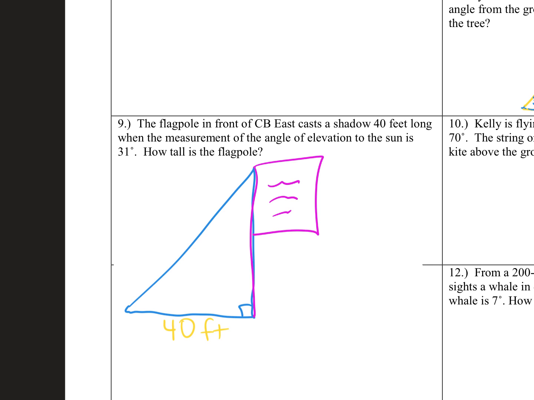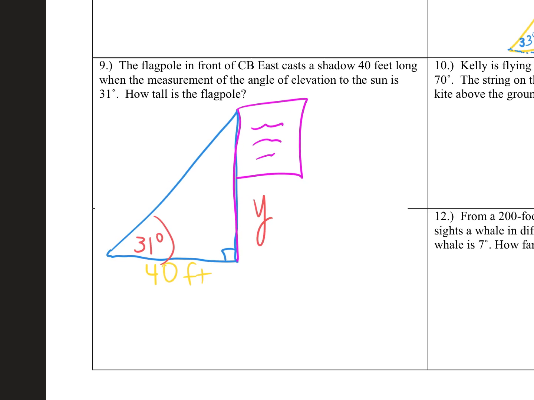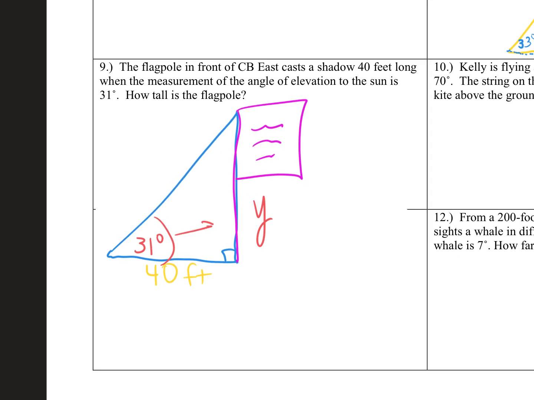The sun has cast the shadow, whatever, at an angle of elevation of 31. Where does that go? At the bottom. Angle of elevation is always in that bottom corner. How tall is the flagpole? What are we looking for? The Y, the height. Good. So in regards to 31, what is Y and what is 40?